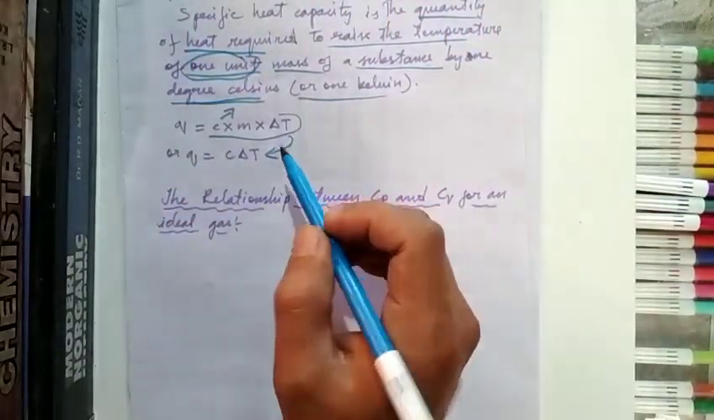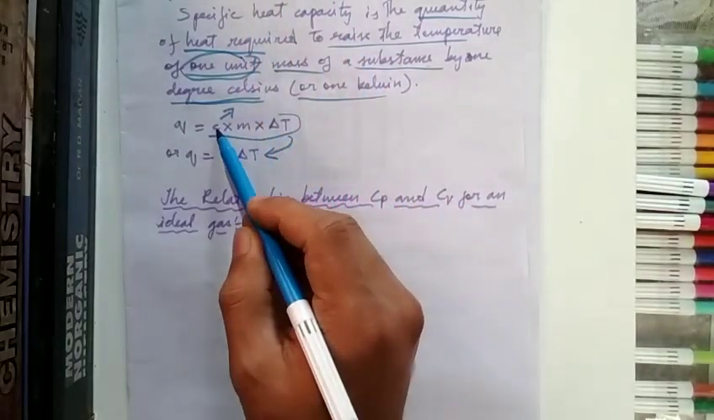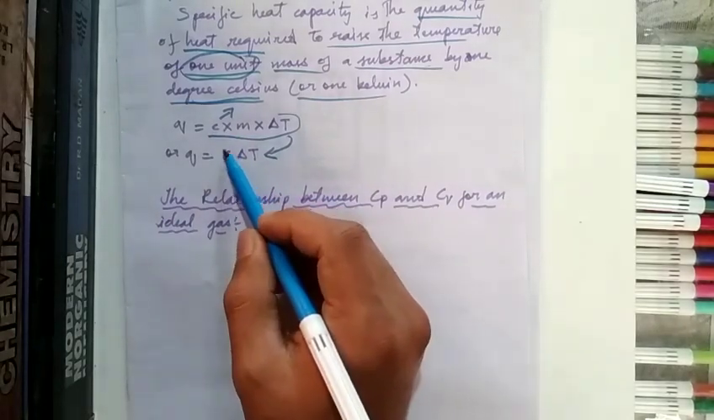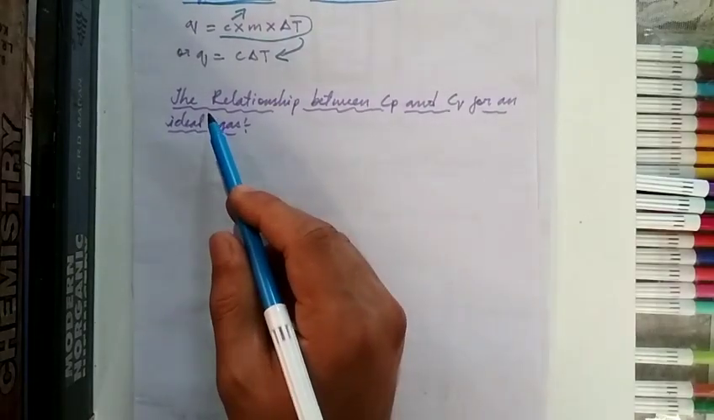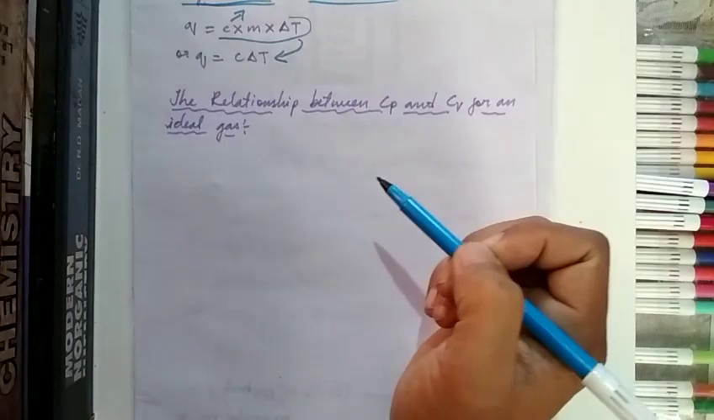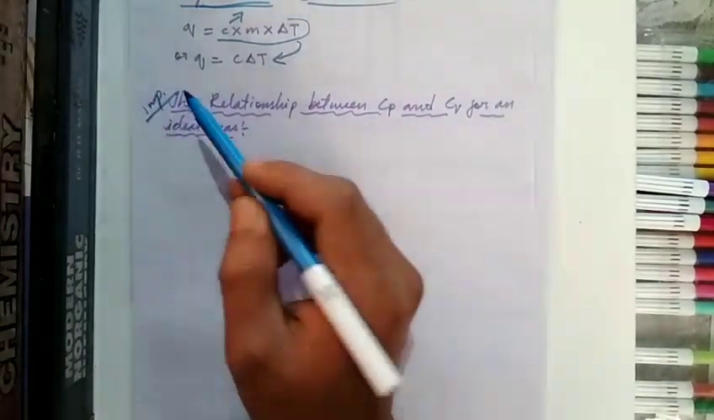Now remember that for specific heat capacity, this c is a small letter, and for heat capacity, this C is a big letter. Now let's come to the next topic, the relationship between Cp and Cv for an ideal gas. This one is important.